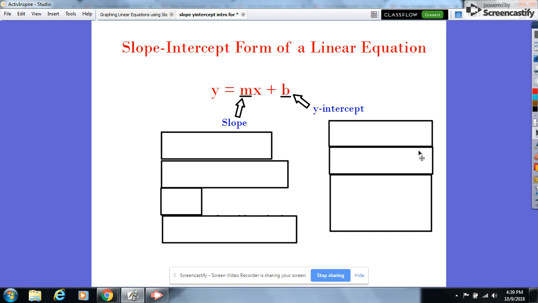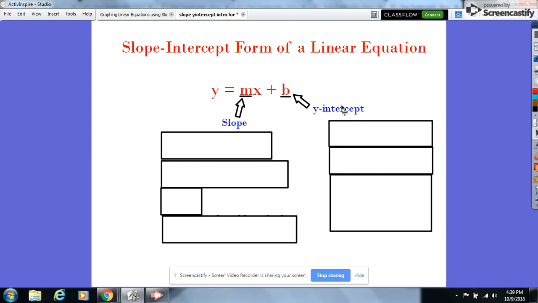Let's take a look at this slope-intercept form of a linear equation. We learned that the slope-intercept form of a linear equation can be written in the form y equals mx plus b, where the letter m is actually going to be a number that represents the slope. The letter b is a number that's going to represent our y-intercept.